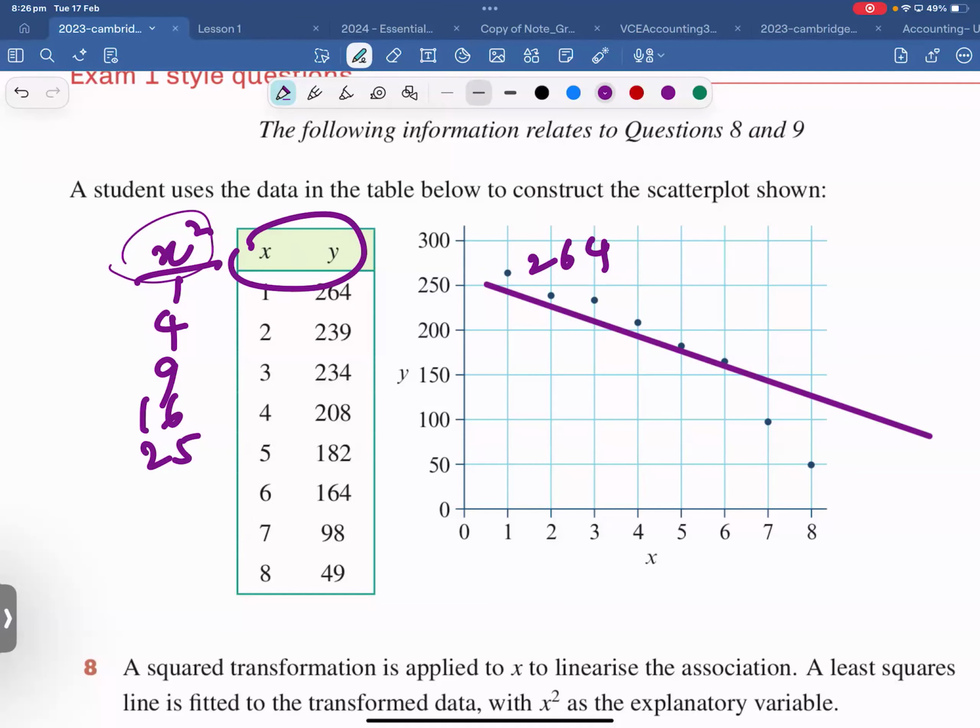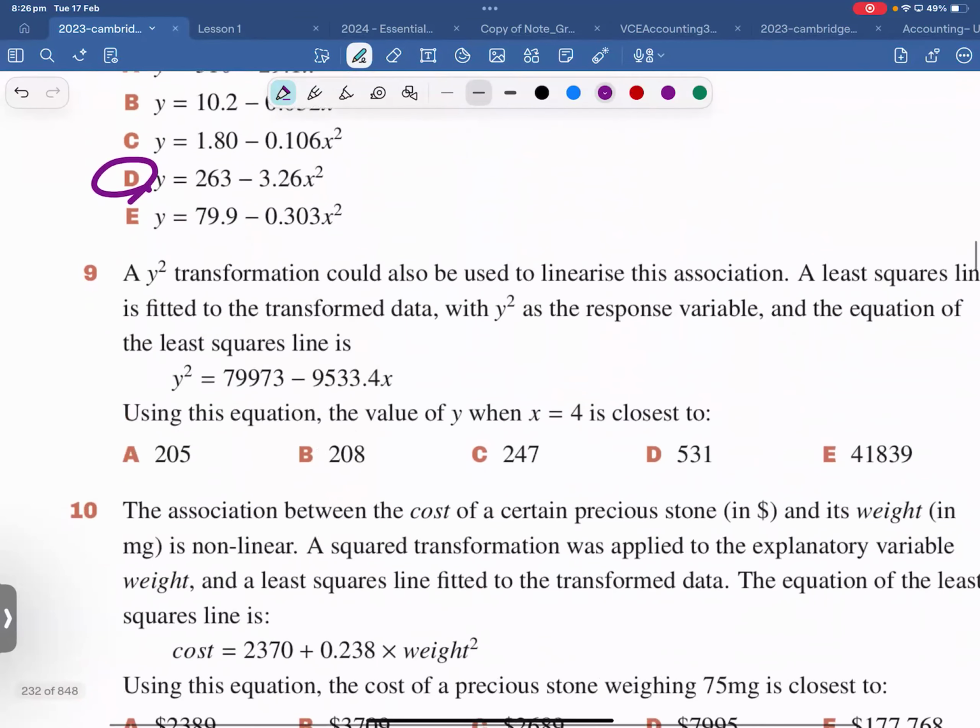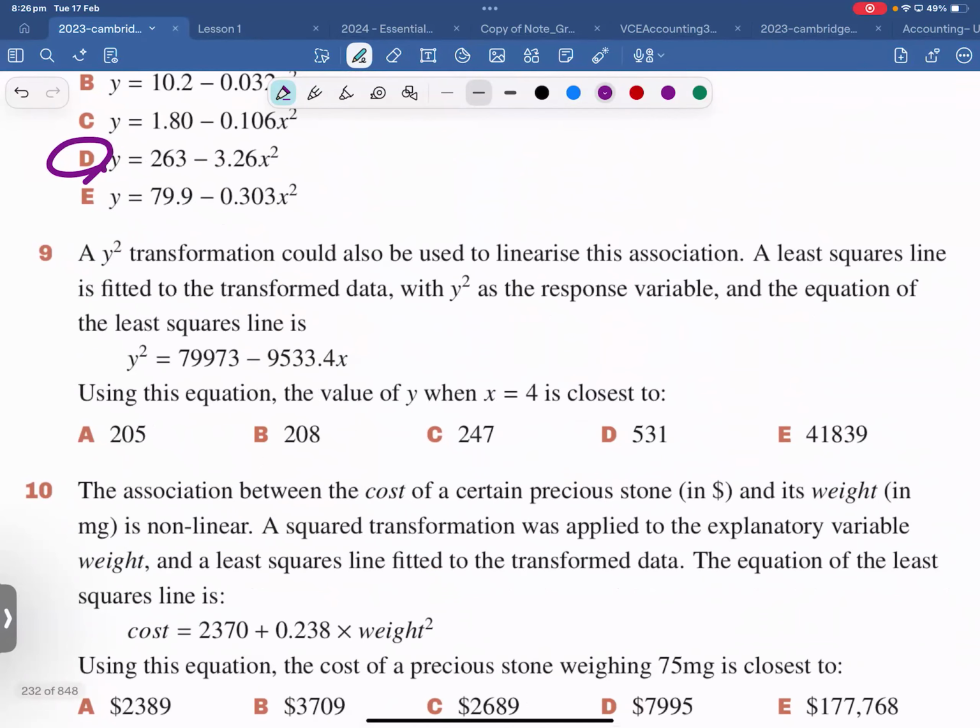Okay, the next one, question number 9. What's the answer for 9? This one you don't need the CAS.